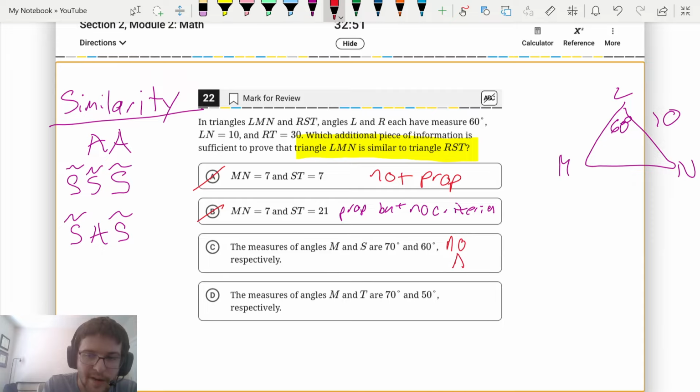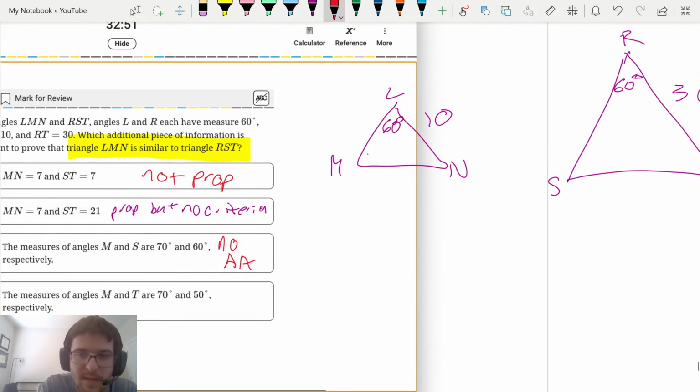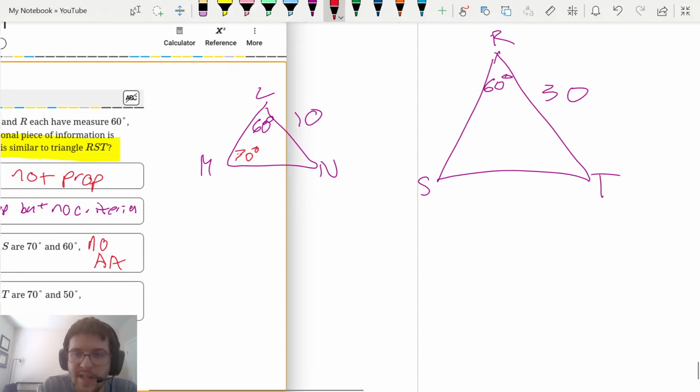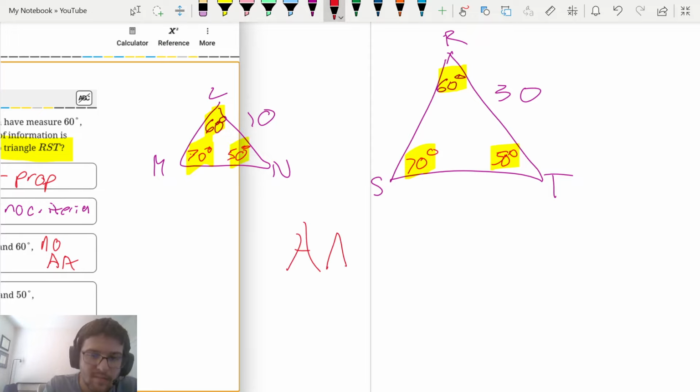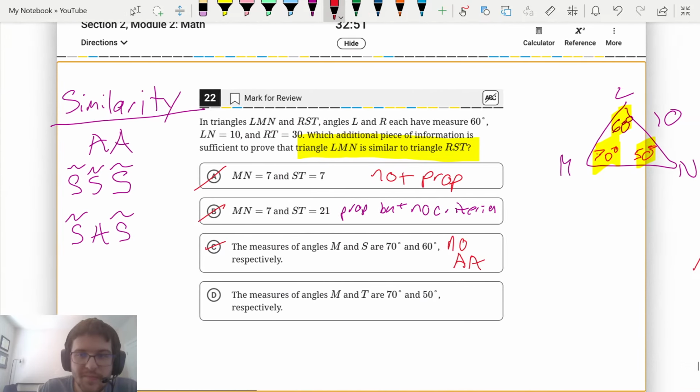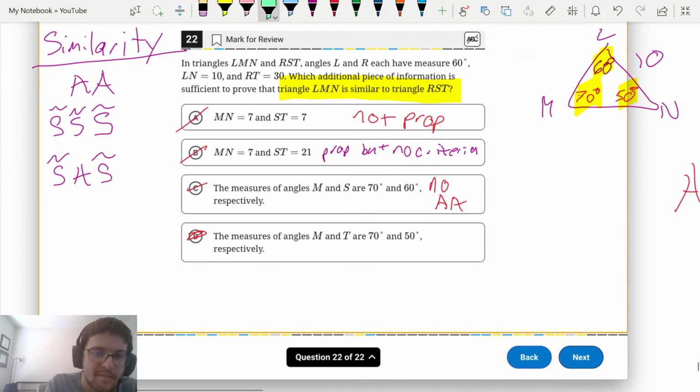So we were really looking for angle. Okay, so M is 70 and T is 50. So this doesn't seem like it's angle, but if you figure out the other angles, 180 minus 70 minus 60, that gives you 50. And then 180 minus 60 minus 50, that gives you 70. Oh, so see, we've got these two and these two. So that's angle. As a matter of fact, we have all three equal. You don't need to know all three, but we've got angle. So the triangles are similar. So this is our answer, D.